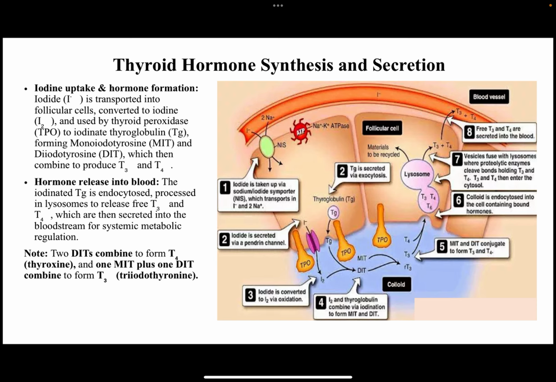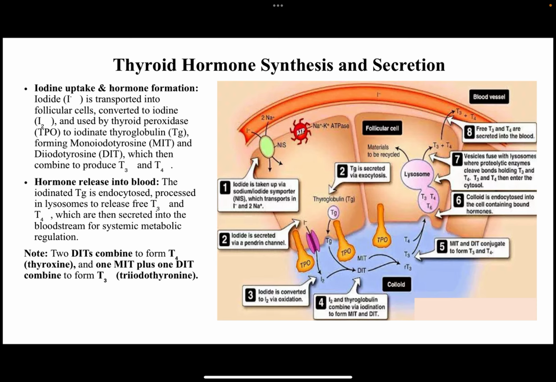Is that okay? Then after this T3 and T4 have been formed, the next thing is there is going to be endocytosis of this T3 and T4 from the follicular cell. Is that okay? Then that means that hormone release has occurred.